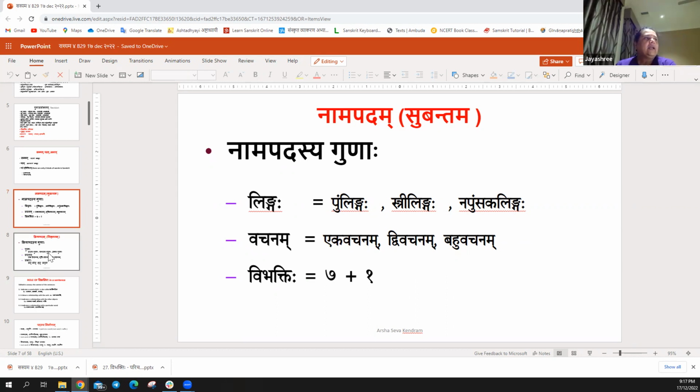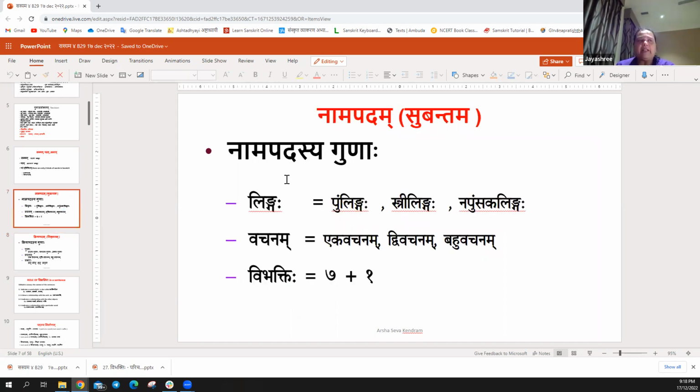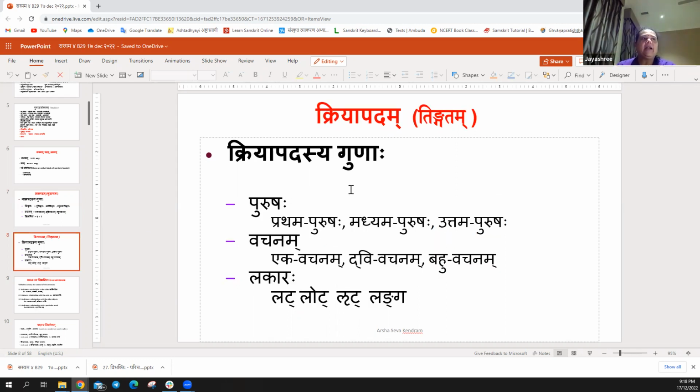All right. Now, kriyapada. Kriyapada is a verb. Yeah. The quality of kriyapada, what do we have? Purusha, vachanam, and lakara. All right. So anytime when we have namapada, we have to think about linga, vachana, and vibhakti. Right? In a sentence, when we get a namapada, we have to think of what linga it is, what vachana it is, and what vibhakti it is. And with kriyapada, it's purusha, vachana, and lakara. So prathama purusha, madhyama purusha, uttama purusha, ekavachana, dvivachana, bahuvachana, and lakaras.